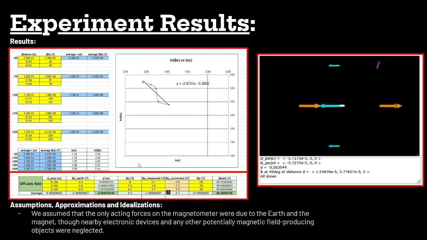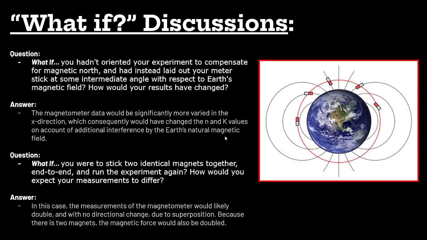One of the assumptions we made is that the only acting forces on the magnetometer were due to Earth and the magnet itself, though there could have been nearby electronic devices and any other potentially magnetic field producing objects that were neglected.